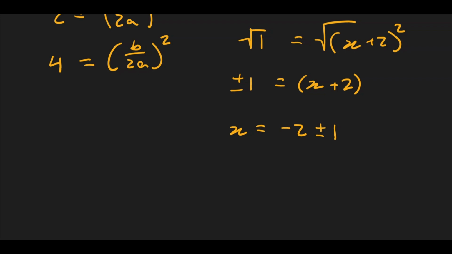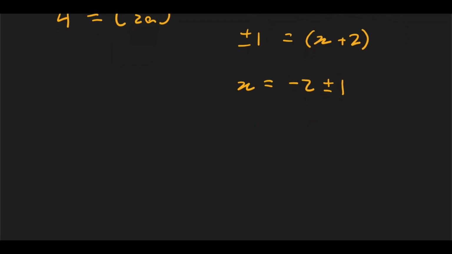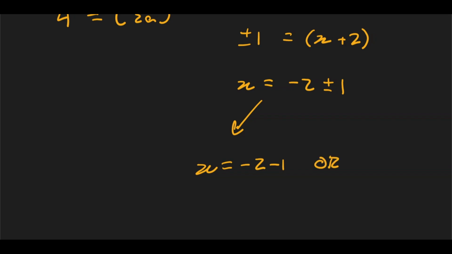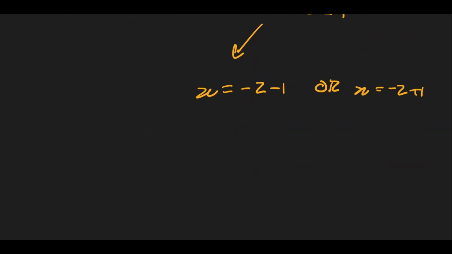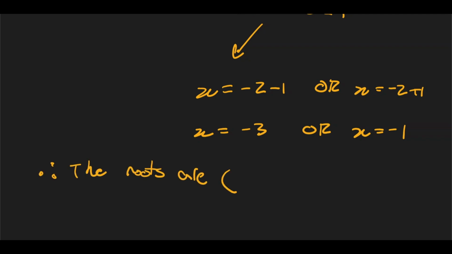And in the same way that we have two solutions for the square root of 1, we have two solutions for x. X equals negative 2 minus 1, or x equals negative 2 plus 1. You'll have to excuse my handwriting. X equals negative 3, or x equals negative 1. So these are the x coordinates of the roots, and we already know the y coordinates. The y coordinates are just 0. Therefore, the roots are (negative 3, 0) and (negative 1, 0).